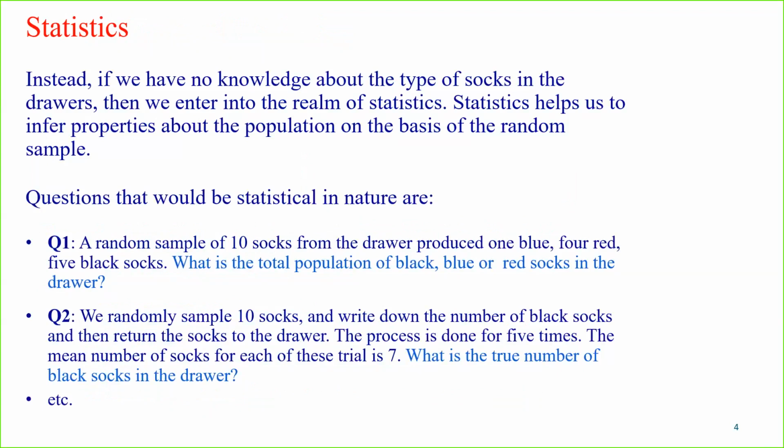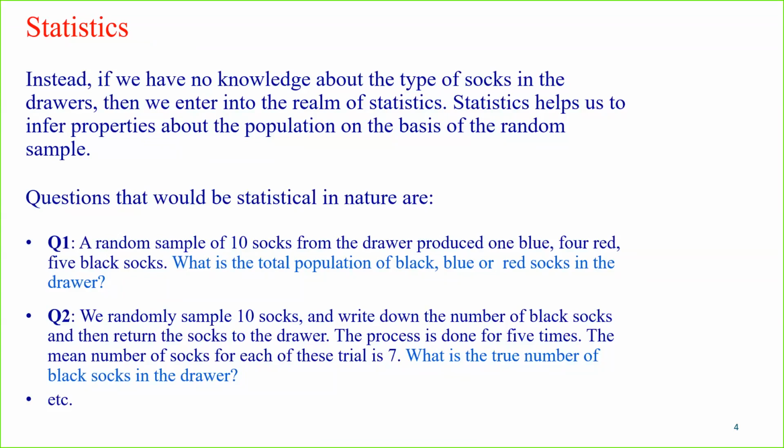But suppose you have no clue about what is the type of socks present in the drawer, then you enter into the realm of statistics. So statistics helps us to infer the properties about the population based on the random sample that we have observed. For example, let's take a random sample of 10 socks from the drawer. And we have observed that among these 10 socks, there is 1 blue color, 4 red color, 5 black color socks. So what is the total population of the black, blue or red color socks in the drawer?